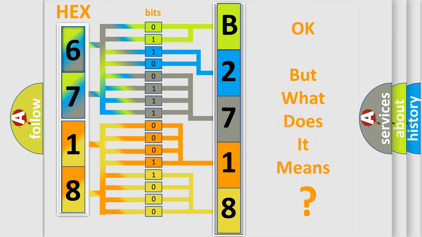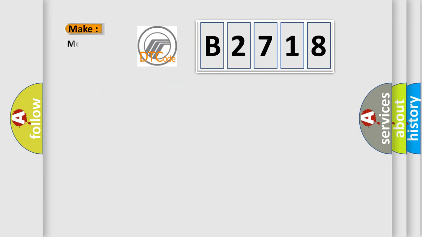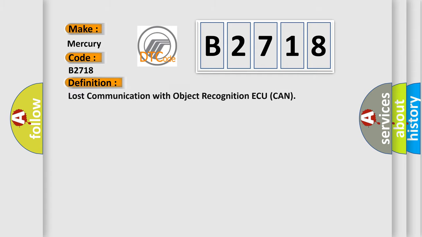The number itself does not make sense to us if we cannot assign information to what it actually expresses. So, what does the Diagnostic Trouble Code B2718 interpret specifically for Mercury car manufacturers? The basic definition is lost communication with object recognition ACU CAN.